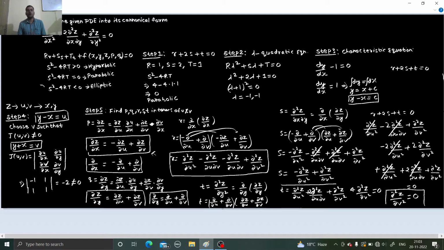Finally we put them all into the primary equation, which was r plus 2s plus t, and then we got del 2z by del v square equals to 0. That's it from my side.